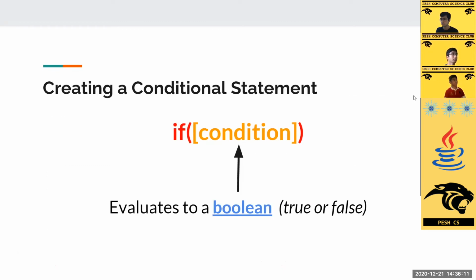The way you create a conditional statement is you have the word if, then open your parentheses, put your condition in the middle, and close your parentheses. Notice that there's no semicolon; I'll explain why later. The condition will evaluate to a boolean. If you remember, a boolean holds the value true or false. Your condition must be able to be evaluated to true or false. If it cannot, you will get an error. An example is if it's sunny outside.